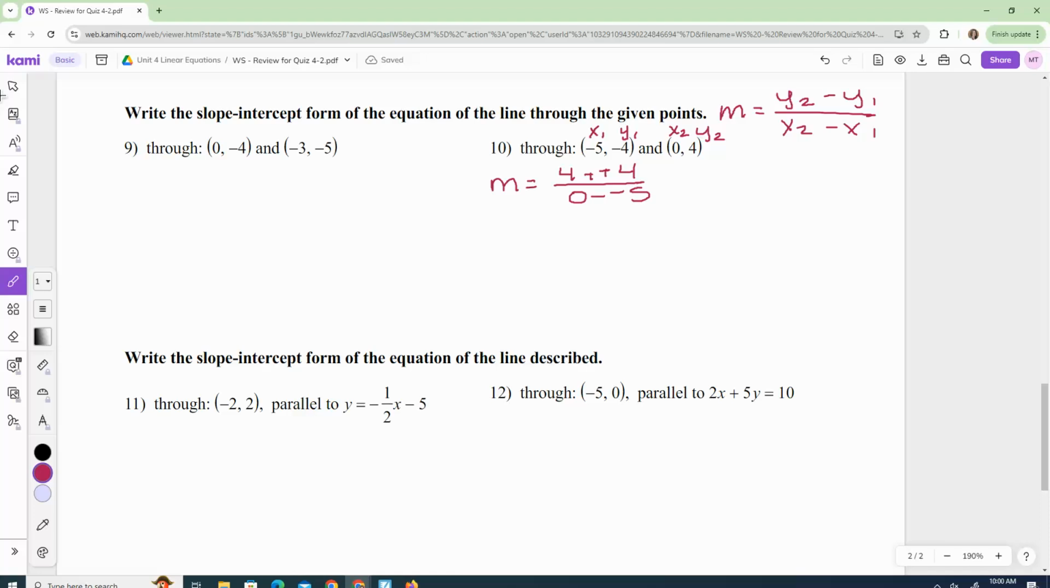I saw a couple people had a negative slope here, but minus and negative makes positive, so this gives us 8 over 5. So if you had a negative, you had a sign error along the way. Then we need our slope and one of our points, so I usually just go with the first one. And we plug into that point slope formula. So y minus y1, so minus negative 4, equals m, 8/5, times x minus negative 5.